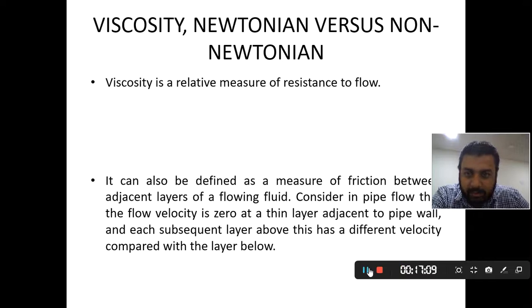Now we will look at the viscosity, and it's again very important because we are talking about the flow in the pipelines. Viscosity is the relative measurement of resistance to flow.